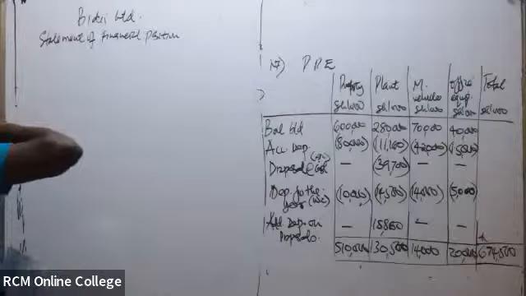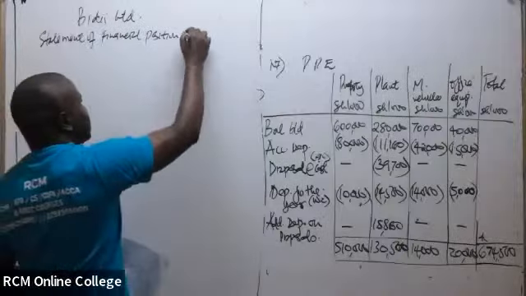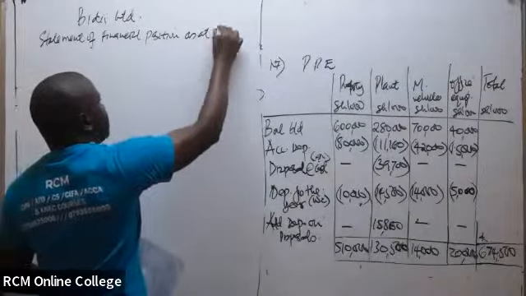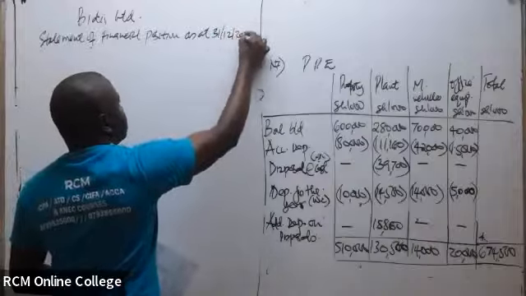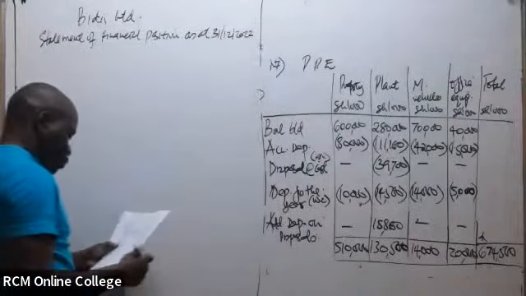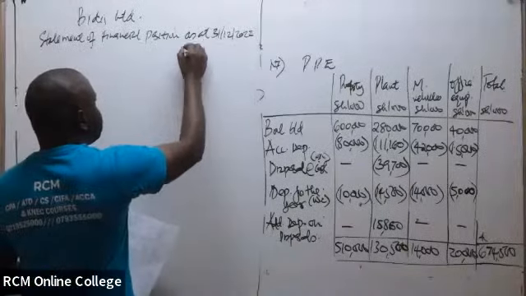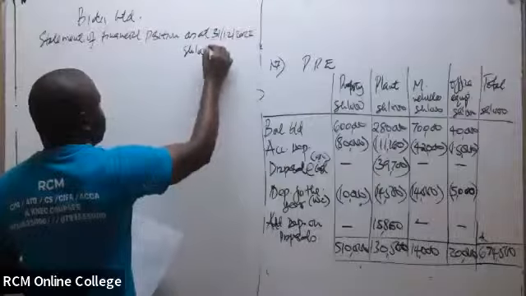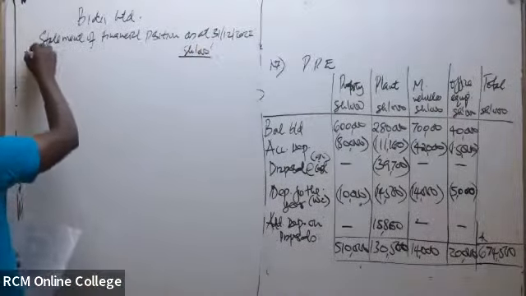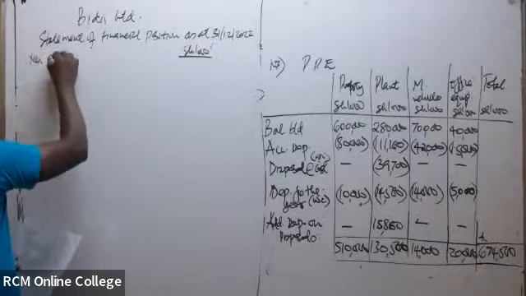BD Limited statement of financial position as at 31st of December 2022. In this case, we have our shillings in thousands. So we can, of course, automatically start with the non-current assets.